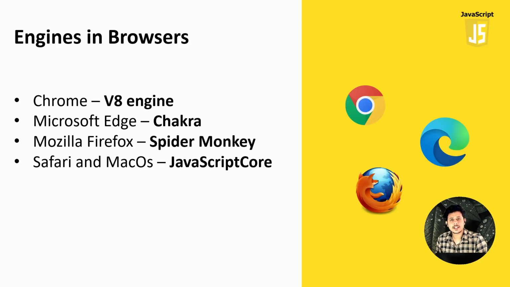Yes, on my screen we can see some of the most popular browsers. Chrome has the V8 engine, Microsoft Edge has Chakra, Mozilla Firefox has SpiderMonkey, and Safari on macOS has JavaScriptCore. So the ECMAScript standardization, or set of rules which defines how JavaScript will work, is stored in each engine as a blueprint.